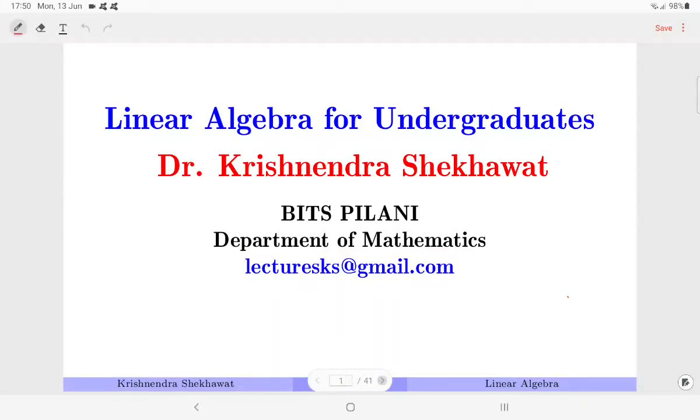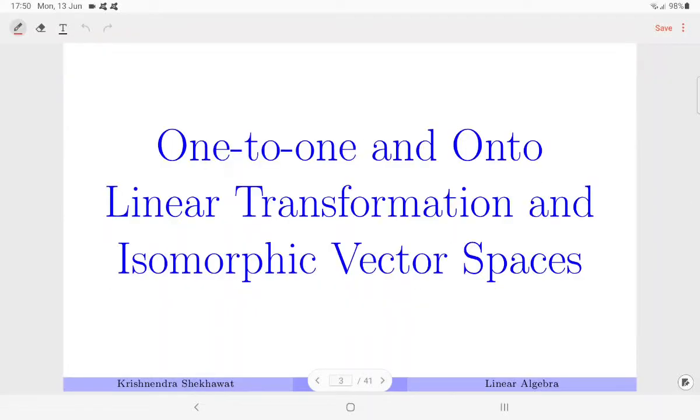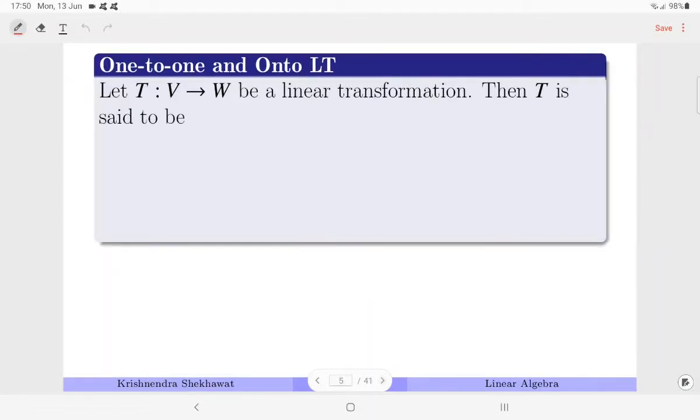Good morning everyone. So recall that in the last class we introduced the concept of kernel and range and then the rank and nullity. Today we are going to discuss one-to-one and onto linear transformations, which would lead us to the concept of isomorphic vector spaces and isomorphism between linear transformations. So we begin with the definition.